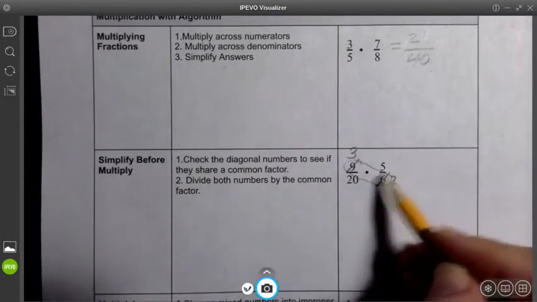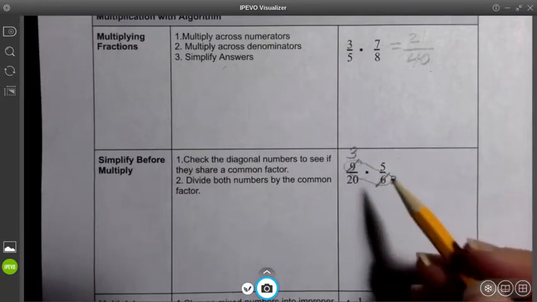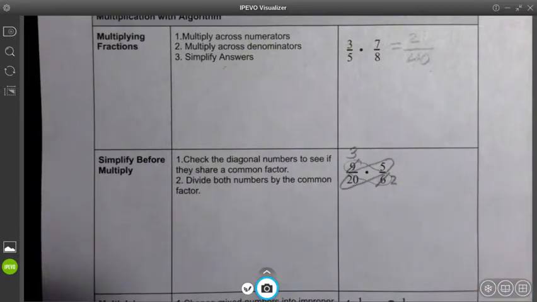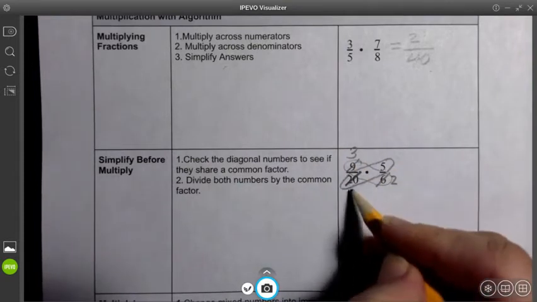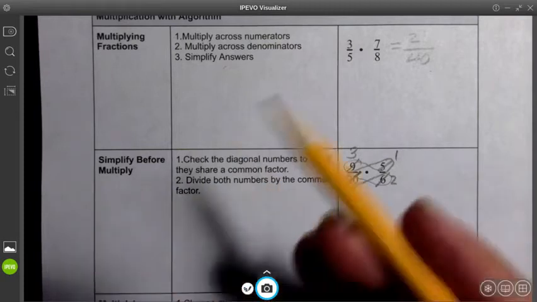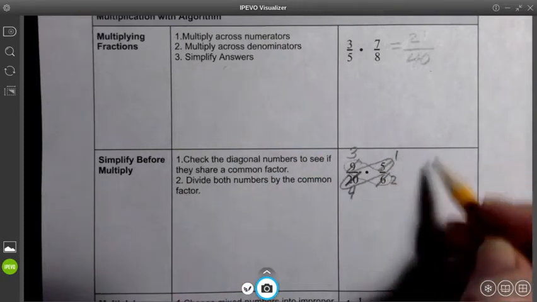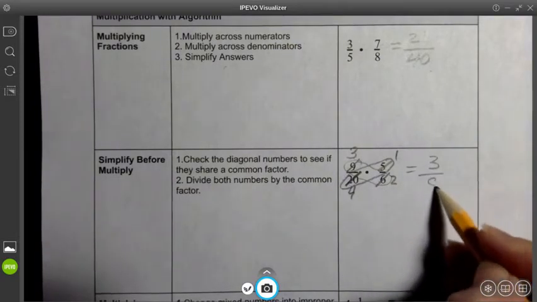Okay, now I'm going to look in the other direction. Now, sometimes it's only one diagonal. Sometimes it's none. But here, if I look in this direction, 20 and 5 both share 5 as a factor. So 20 divided by 5 is 4. And 5 divided by 5 is 1. So now I'm going to just multiply across. 3 times 1 is 3, and 4 times 2 is 8.